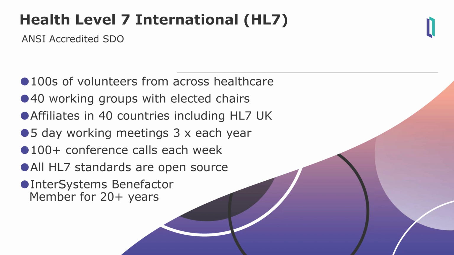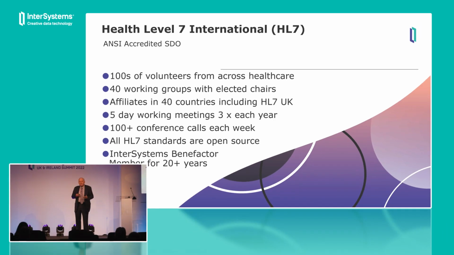There are HL7 affiliates in 40 different countries, including the UK, and those affiliates work on localization of HL7 standards. HL7 has three 5-day working group meetings each year, and the key there is they're working group meetings. They're not educational conferences. It's where the work actually gets done on producing standards. And in addition to that, there are over 100 conference calls every week between these work groups working on the development of standards. A large proportion of those now are about FHIR.